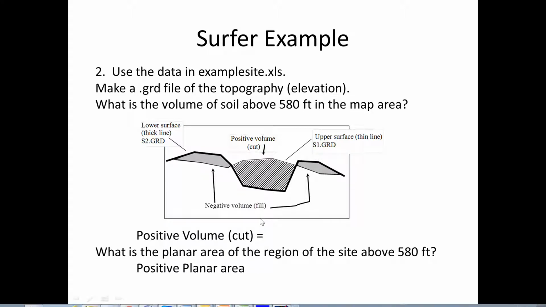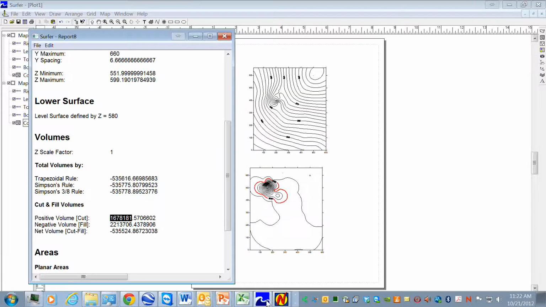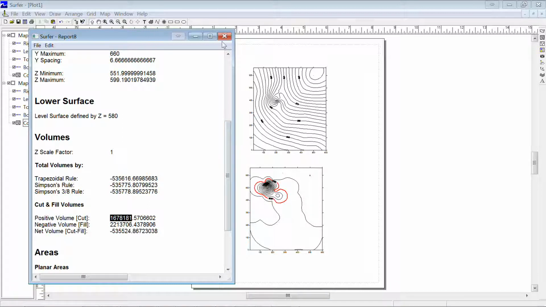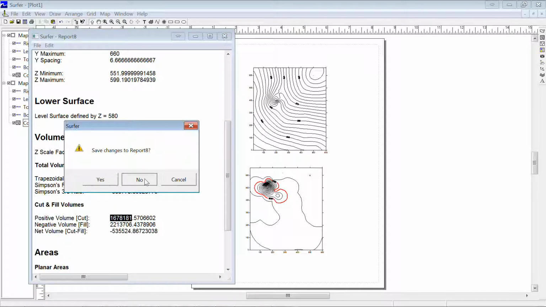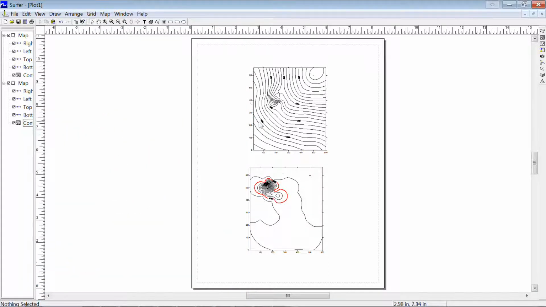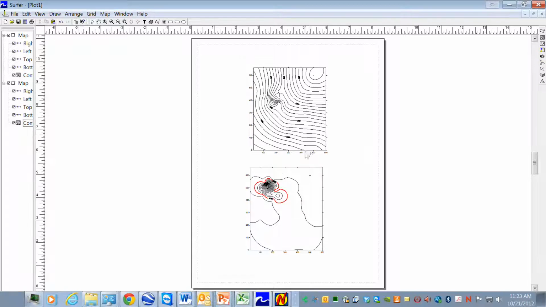Okay, so let's go ahead and do that. We're going to switch over to Surfer, and here's the topographic surface, and 580 is right there. So the region above 580 is all of this region here. We want to find out about the volume as well as the area.